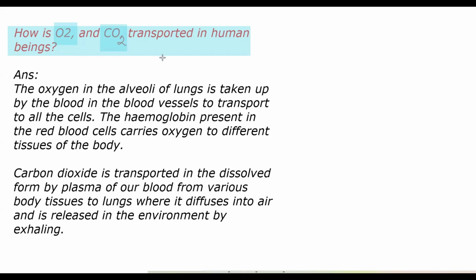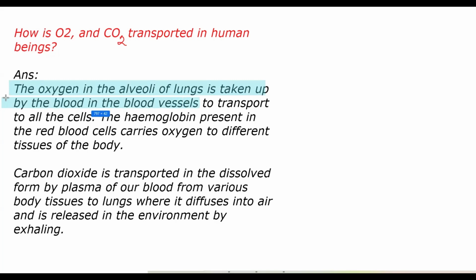And also you use hemoglobin as the one which is required for transporting carbon dioxide even. But that's not correct. So what you should write, I've written the model answer here. Oxygen in the alveoli in the lungs is taken up by the blood, and here the blood vessels transport it, but the cells which are responsible for binding is hemoglobin.